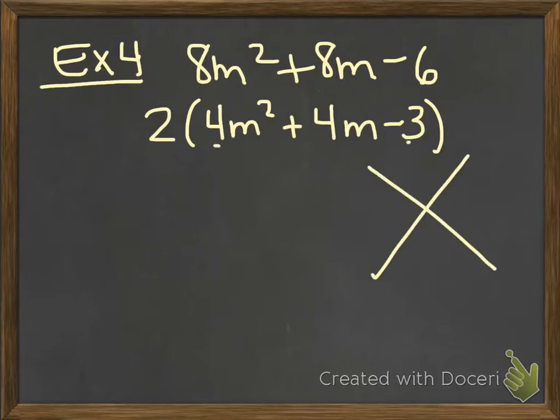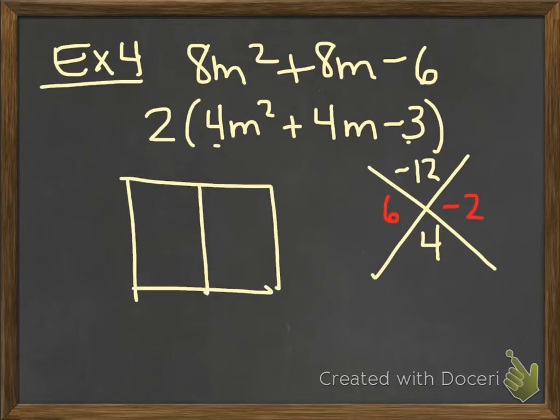4 times negative 3 is negative 12. Has to add up to 4. Okay, so that would be 6 and negative 2. Okay, then you're going to do the box. 4m squared goes in the top left. Negative 3 goes in the bottom right. Okay, then we have 6m and negative 2m.